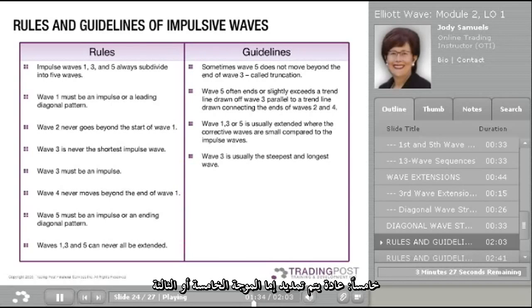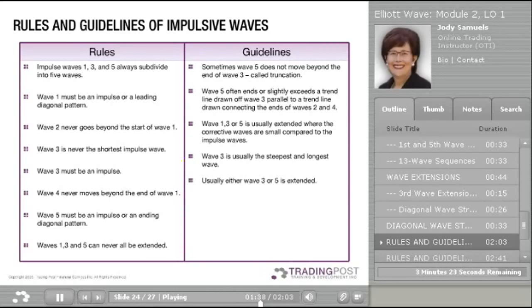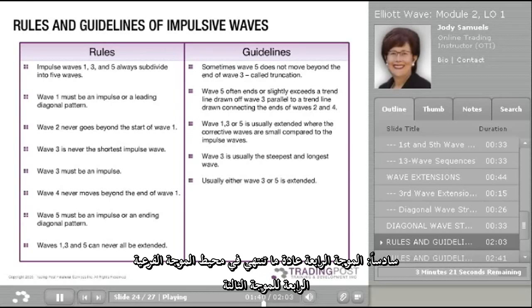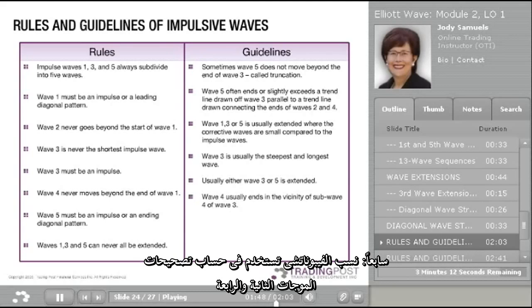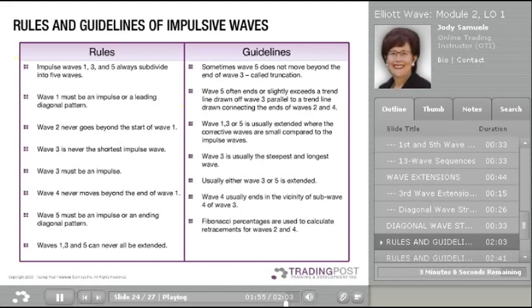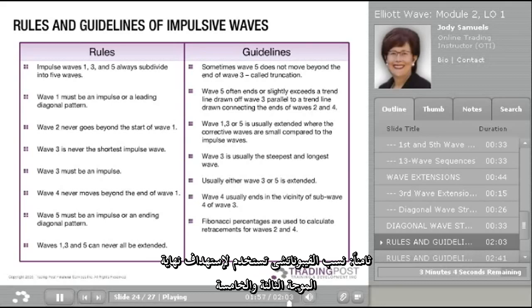5. Usually either wave 3 or 5 is extended. 6. Wave 4 usually ends in the vicinity of sub-wave 4 of wave 3. 7. Fibonacci percentages are used to calculate the retracements for waves 2 and 4. And 8. Fibonacci ratios are used to target the end of waves 3 and 5.